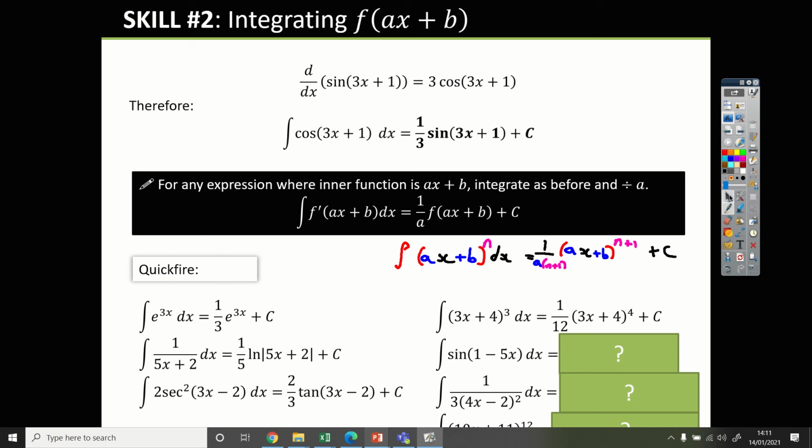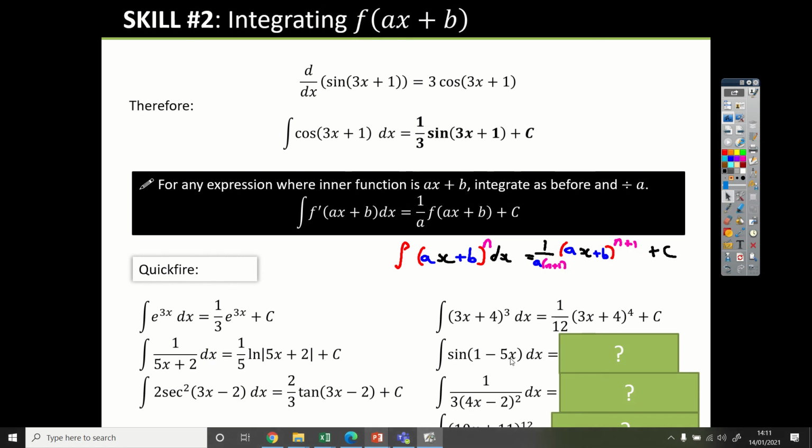Right, a couple more to go. Sine of 1 minus 5x. Sine integrates to minus cos. The bracket's going to stay the same, but you're going to divide by minus 5, and dividing by minus 5 will cancel the other minus sign. So it goes to cos(1 minus 5x) times a fifth plus c.